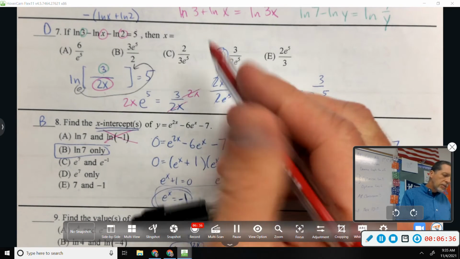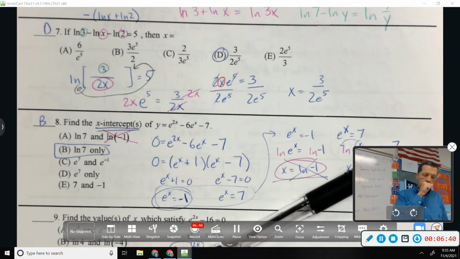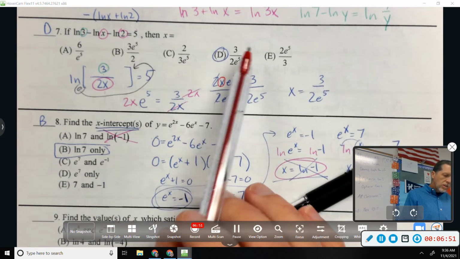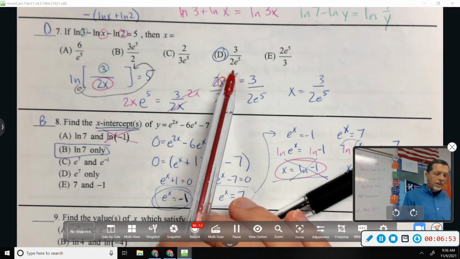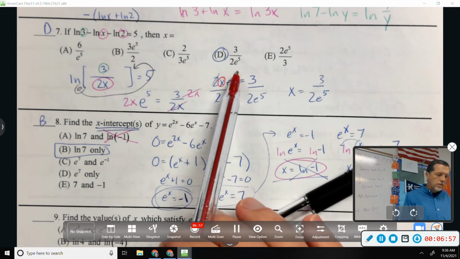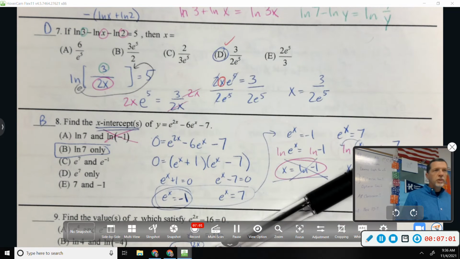And then we want x by itself, so we divide by the stuff that's not x. So 3 over 2e to the 5th. I don't remember that we talked about checking it. 3 over 2e to the 5th. I have no idea what that is, but it's positive, so that's all I'm concerned about. So that one would work.